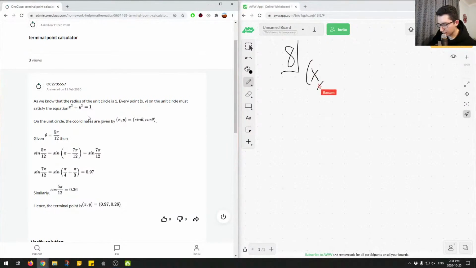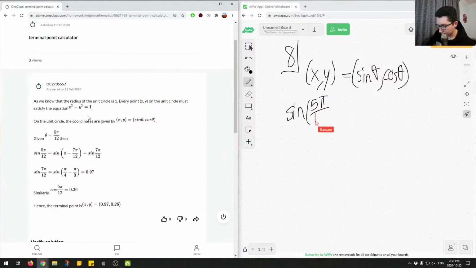Essentially you'd say x and y equal to sine theta, cos theta. Oh, sorry, this is a little messy. Let me erase that. Okay. So x and y is equal to sine theta, cos theta. If we look at just sine theta, we're trying to evaluate sine 5 pi over 12. We would just plug this into our calculator and we would end up with 0.97.